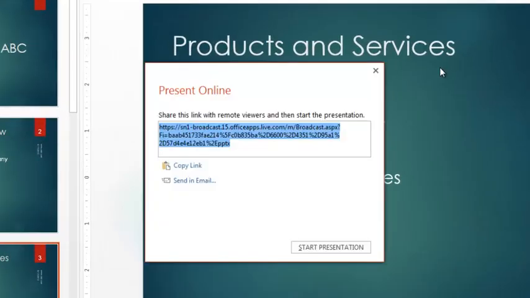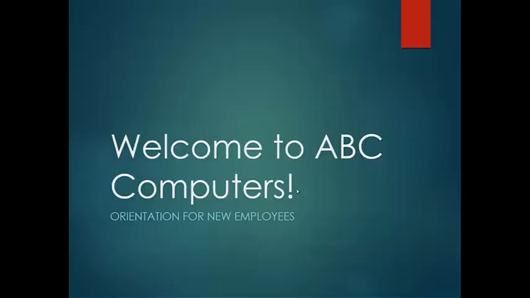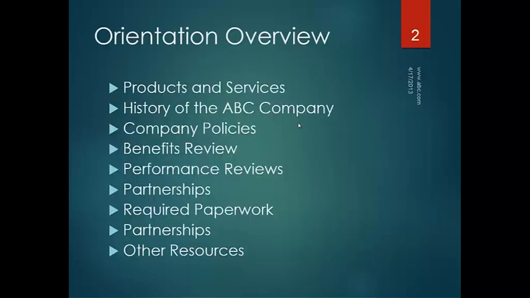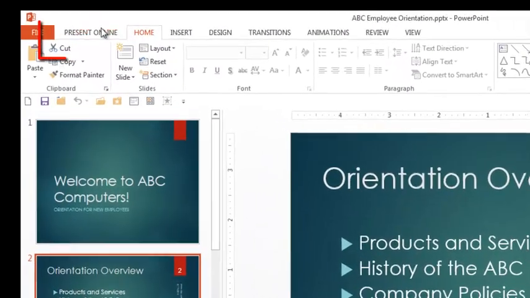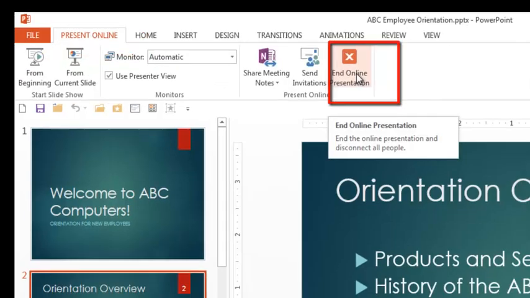After connecting to the service, PowerPoint will display a link to the presentation that you can copy and paste into an email. When you are ready, click Start Presentation and deliver your presentation. At the conclusion of the presentation, press the Escape key on the keyboard to exit the slideshow, and then click the Present Online tab of the ribbon and click the End Online Presentation button.